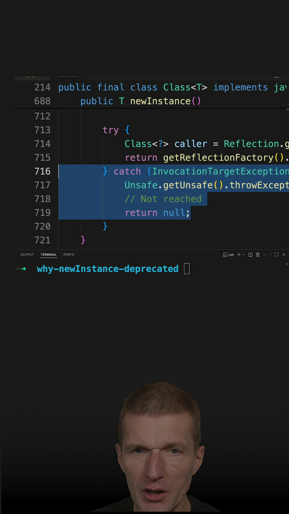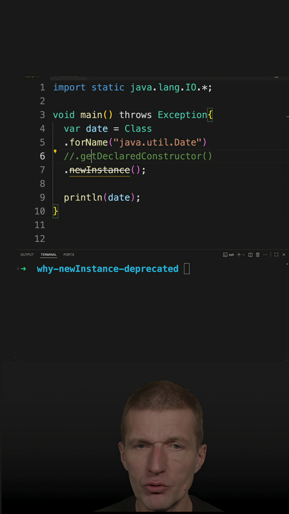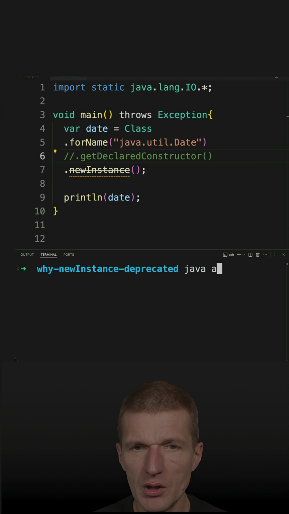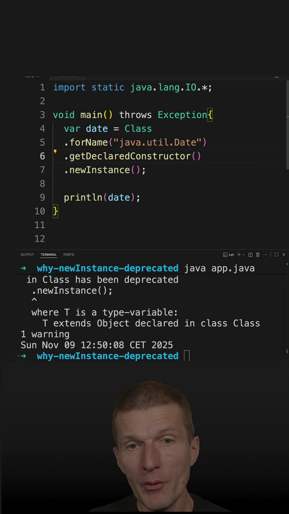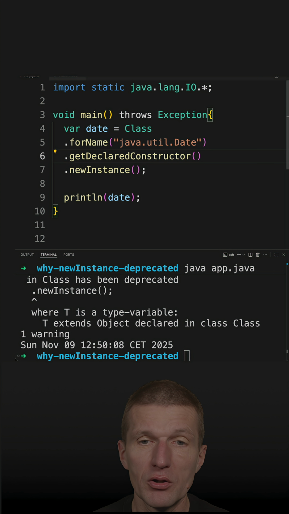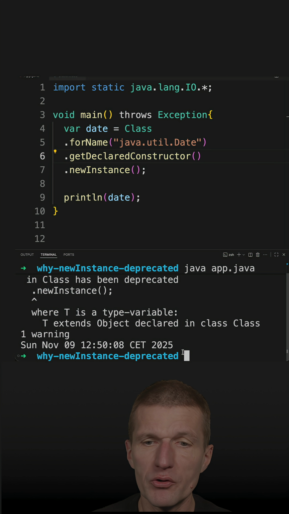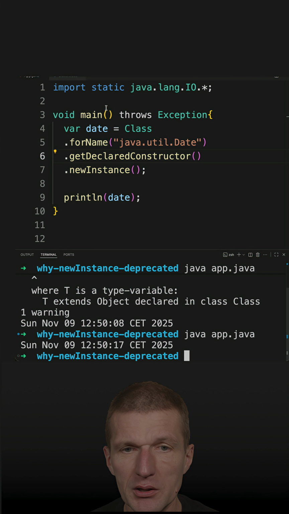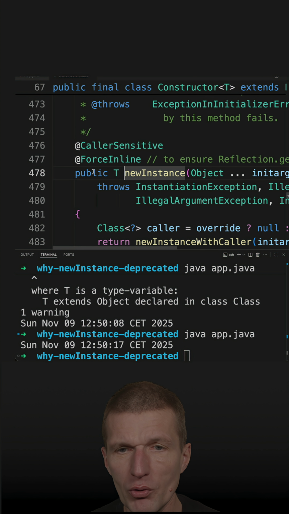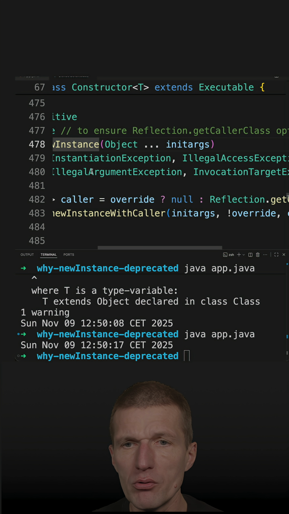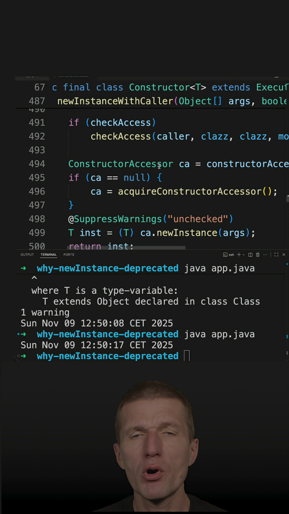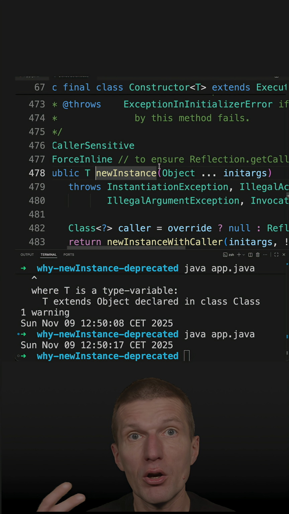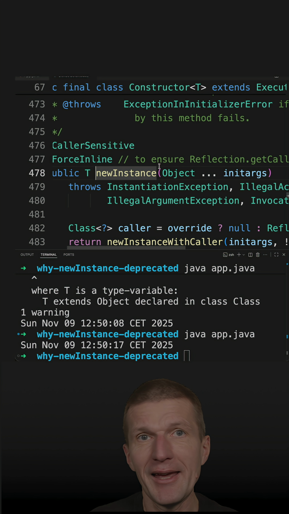If we take a look at getDeclaredConstructor, and by the way, this is of course working with some warnings, and if we switch to the proper way of doing this, getDeclaredConstructor and newInstance, there is no warning because there is no deprecation. But the interesting part is the newInstance on the Constructor, it rethrows all the exceptions. So as a caller of the method, you can more appropriately catch or handle the error.